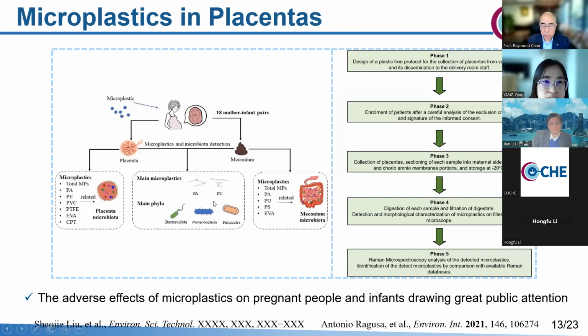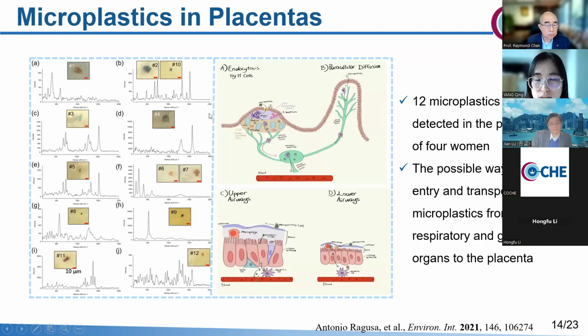Another example of using the Raman spectrometer in biological sample analysis is the analysis of microplastics in the placentas, because pregnancy and infancy are sensitive windows for environmental exposure. Similar to the last example, it also includes the process of sampling, digestion, enrichment, and detection. This figure is the result, and there are 20 microplastics that have been detected in the placentas of 4 women.